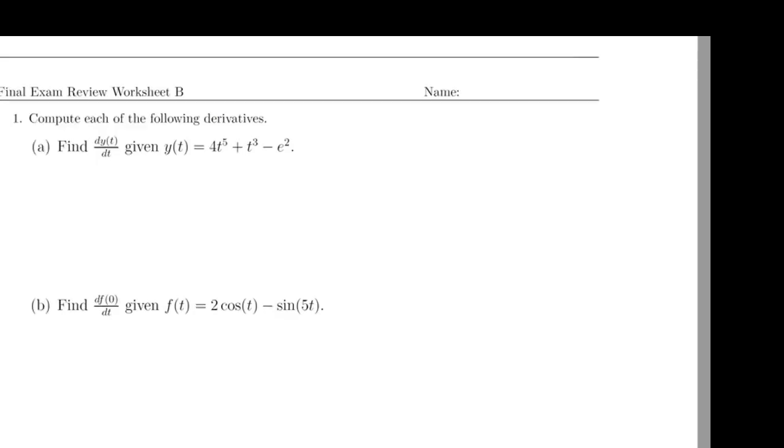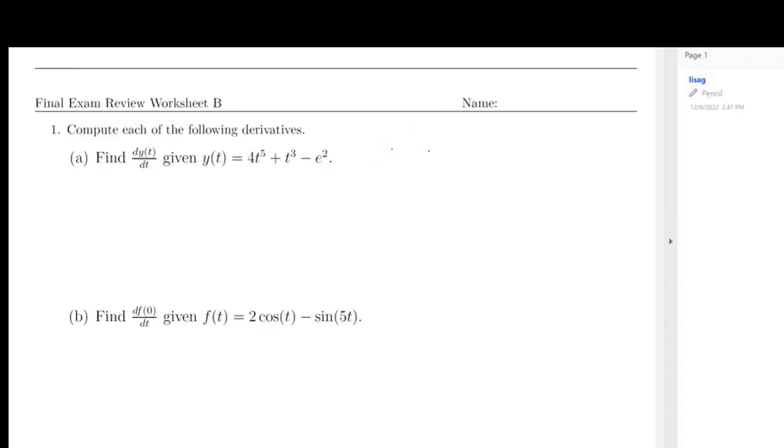Number 1, compute each of the following derivatives. So this is derivative notation, or you could do y prime of t. Those mean exactly the same thing. So if you use one and not the other, they mean the same thing. We want to find the derivative of y of t with respect to t.